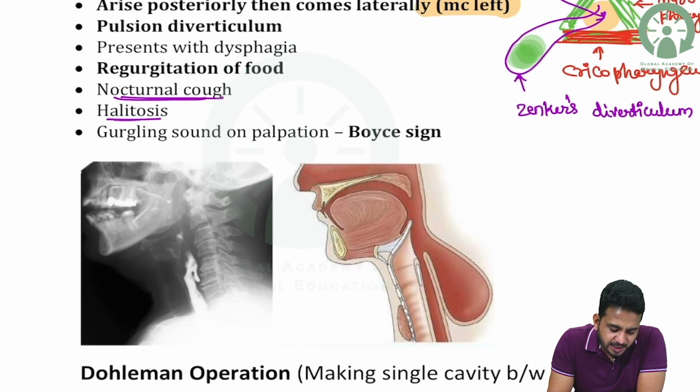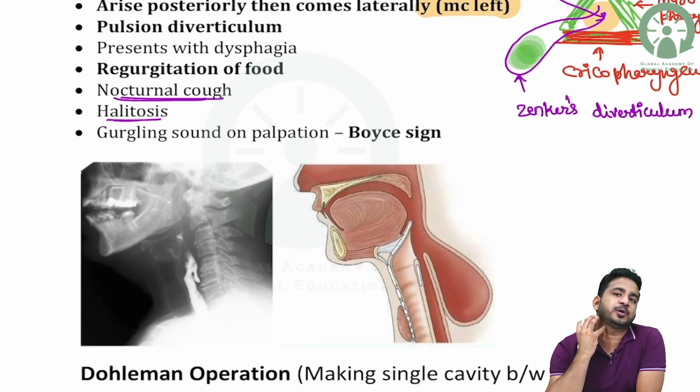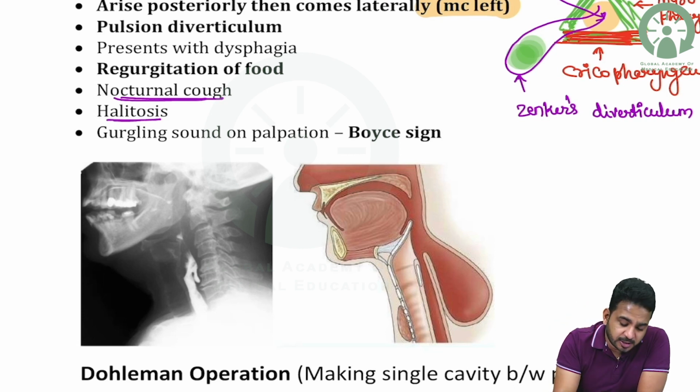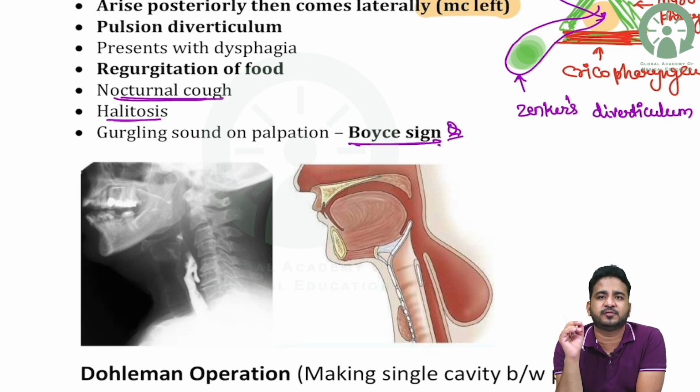Now, what is the sign? If there is a swelling on the left side and we press, compress or try to palpate it, a gurgling sound will be there. That is known as Boyce's sign. So Boyce's sign is typical of Zenker's diverticulum, which means a gurgling sound on palpation of the swelling presenting in the neck.